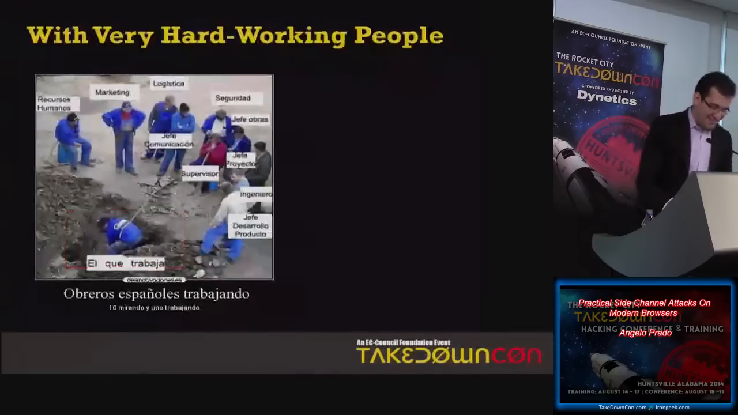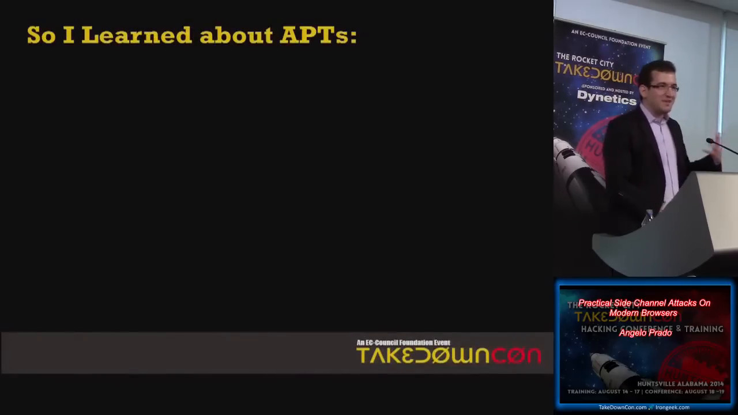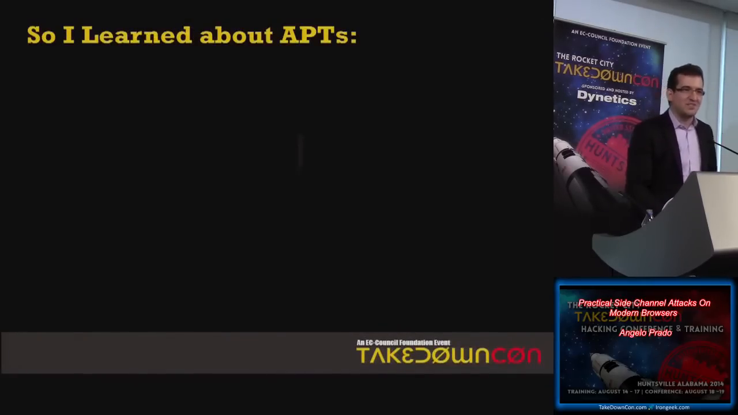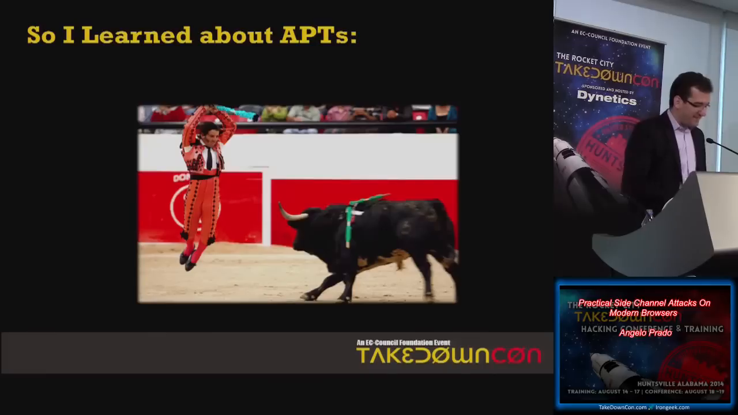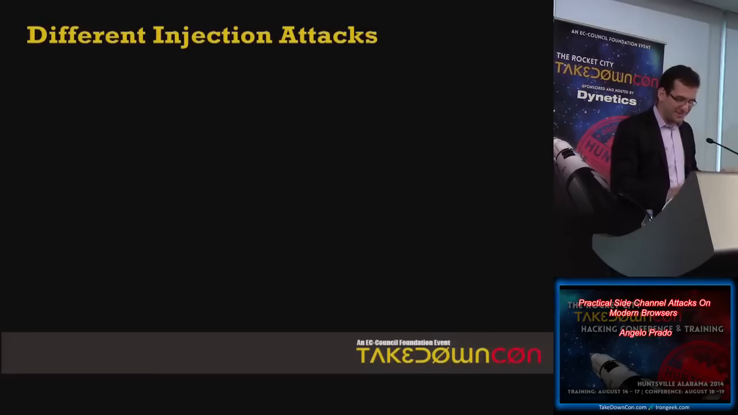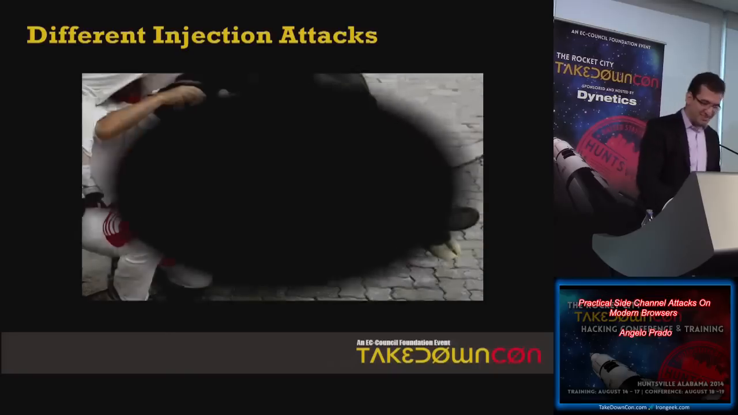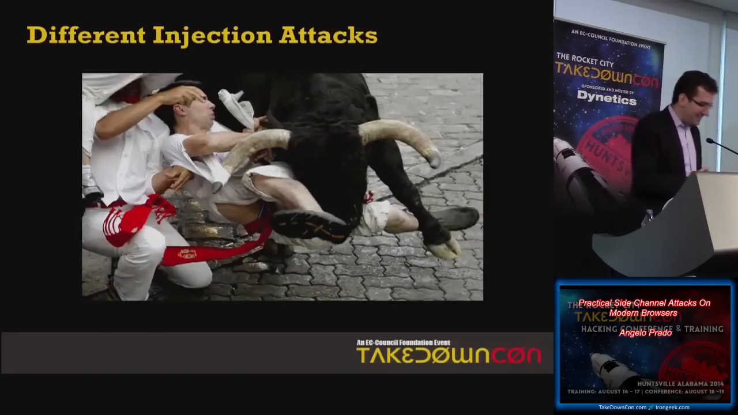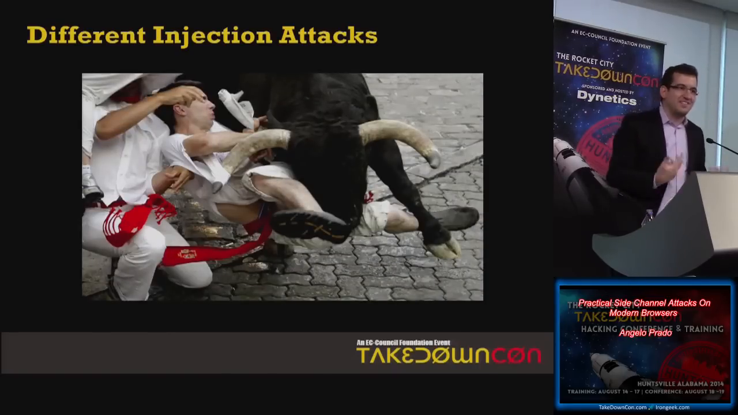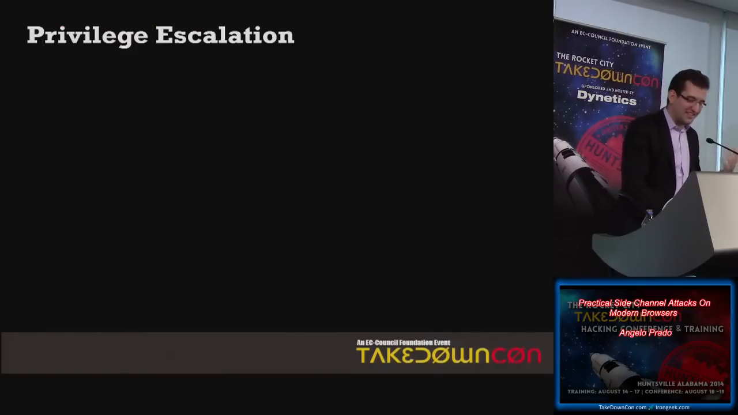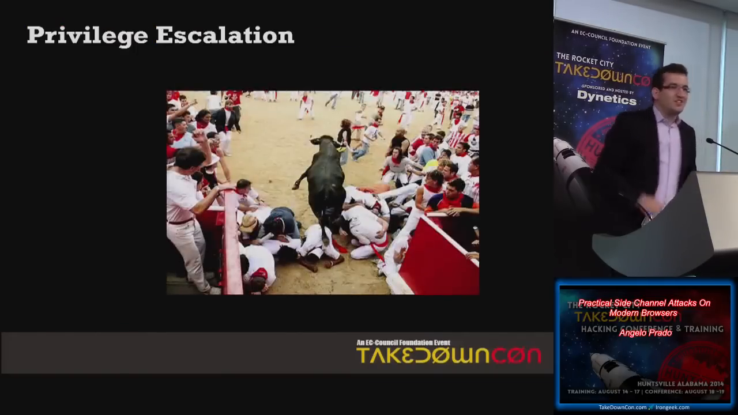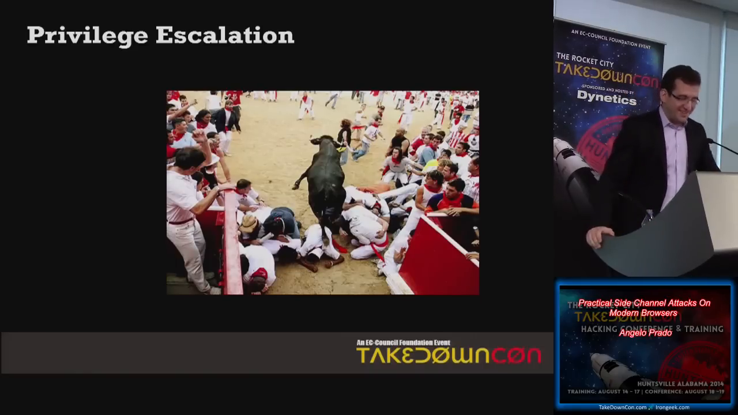So when I was growing up, I learned about advanced persistent threats. Yeah, it can get iffy there. We're a little bit behind the times, so we like to do things differently, or some people do. And they don't know any better, so they put themselves in front of the bull. So they experiment with what I call injection attacks. There's also privilege escalation in Spain. It's something that the bulls do very well.